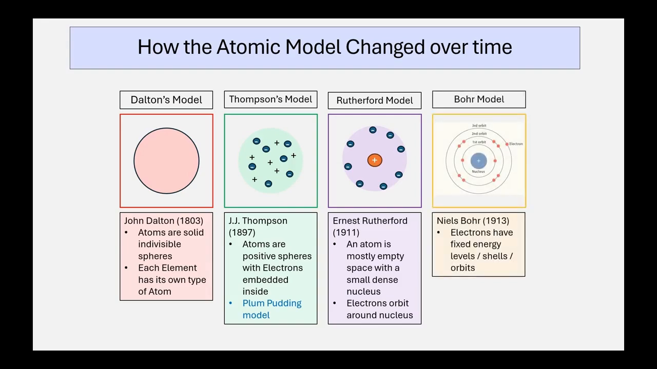2 years later, Niels Bohr refined or perfected this theory, which he suggests that there are levels, there are fixed energy levels where these negative particles, I call them electrons, but you can think of them as negative particles. As you can see, the first orbit, and then the second and the third orbit, and they don't all orbit in one big ring. There are multiple different orbit levels.